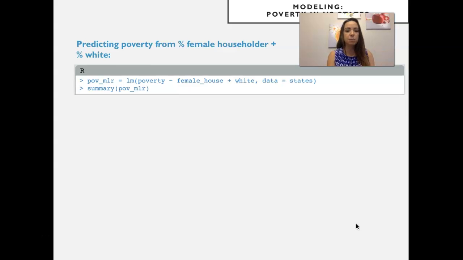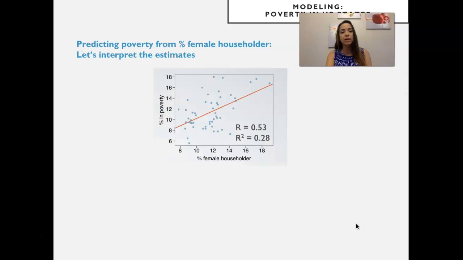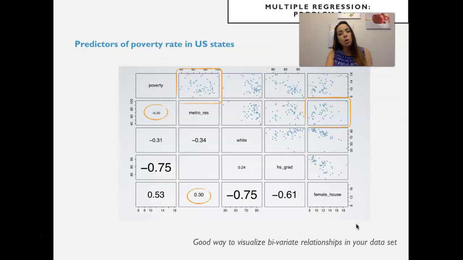Now let's predict poverty from percent female householder and percent white. If we go back to the figure again, we can see the relationship between poverty and percent white here. So you can see that there is a negative relationship there, it seems, where the more concentration of white individuals in the state, the smaller the poverty rate. Let's look at the coefficient. It's a negative coefficient of 0.31. This is a statistically reliable coefficient.